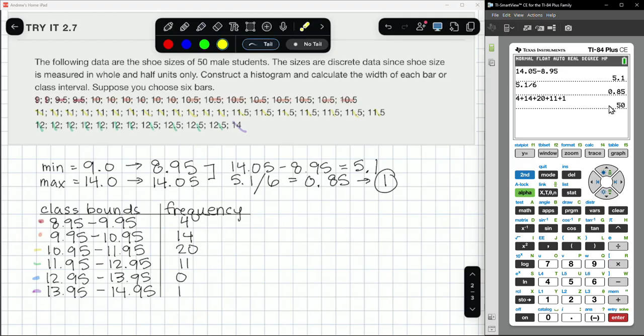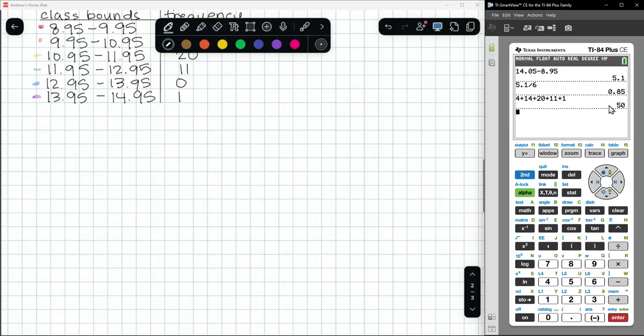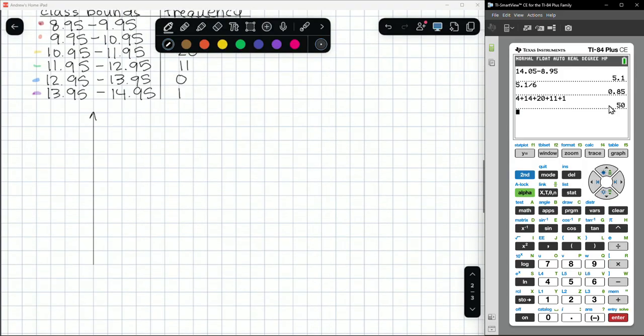From here, this is going to work exactly like our last picture. I'm going to do two sets of axes. The first one needs to go up to 20, right? Frequency goes up to 20. That was the biggest number in the frequency column. And then I need 6 classes.